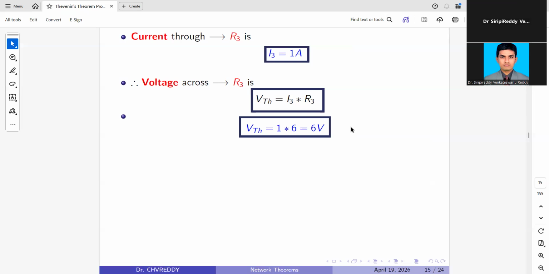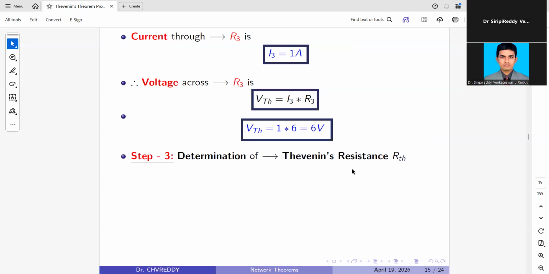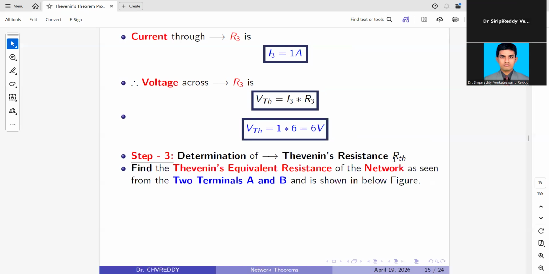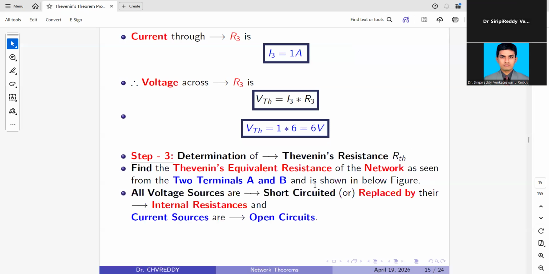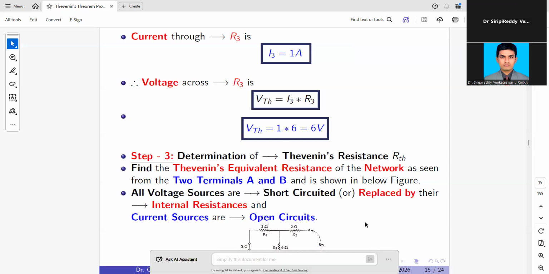In the third step, determination of Thevenin resistance, that is RTH. So you want to calculate the Thevenin resistance. Where are you going to calculate it? It is the Thevenin equivalent resistance of the network as seen from the terminals A and B, as shown in the below figure. So this is the network they showed.